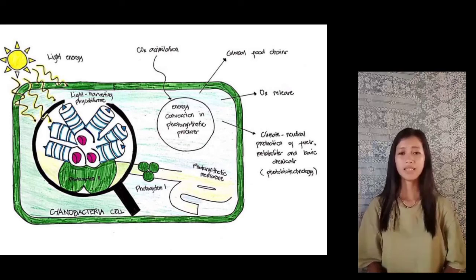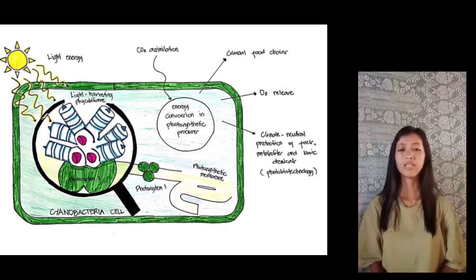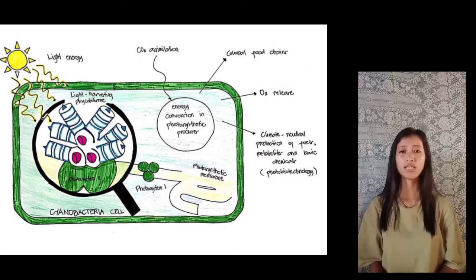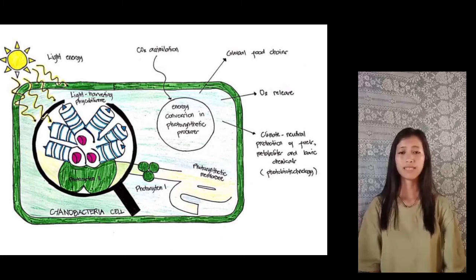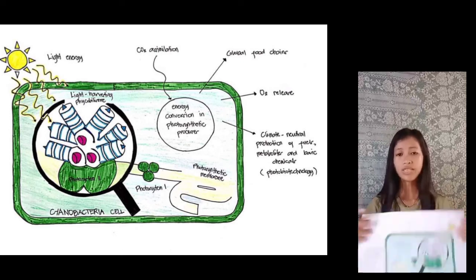By this process, it stimulated biodiversity and led to the near extinction of the oxygen intolerant organisms. According to the endosymbiotic theory, chloroplasts in plants and eukaryotic algae have evolved from a cyanobacterial ancestor via the process of endosymbiosis. So here is my diagram.